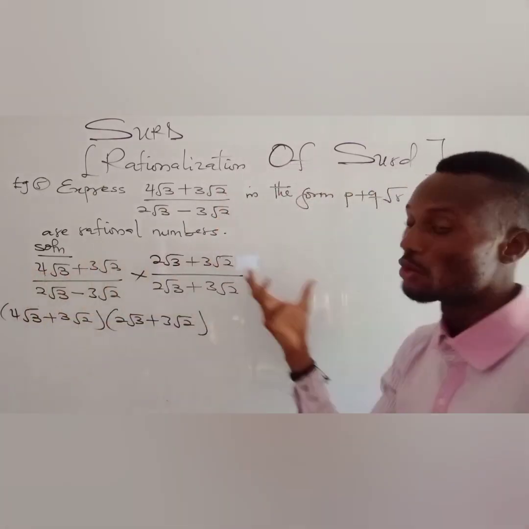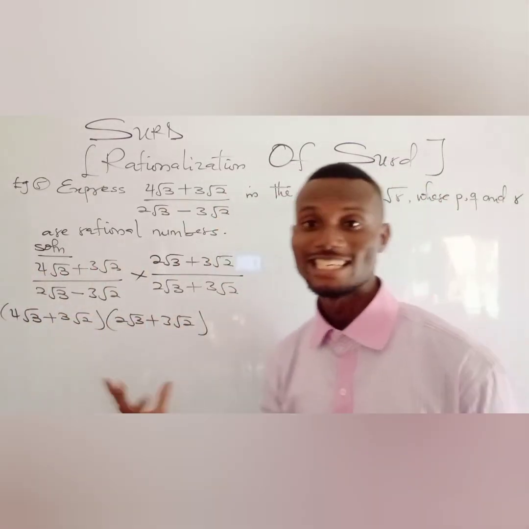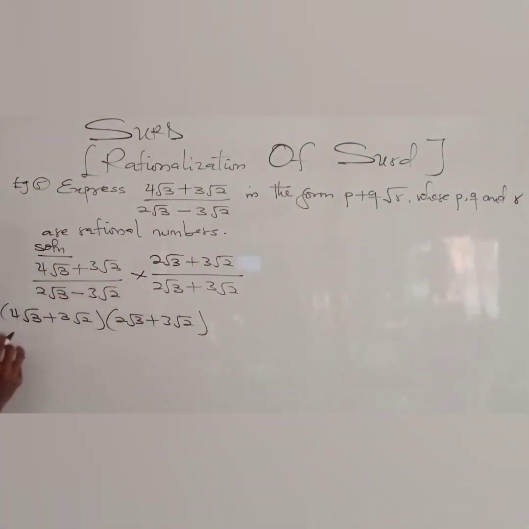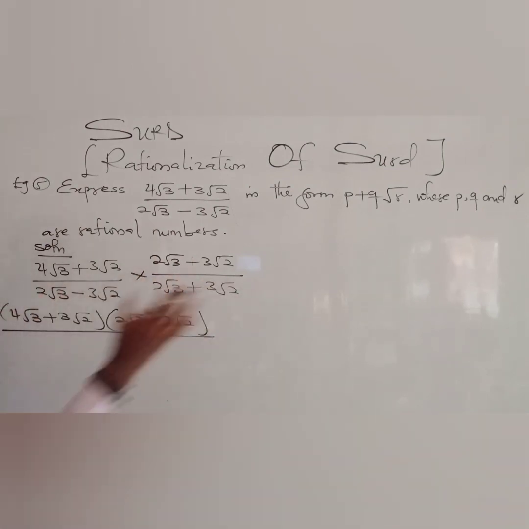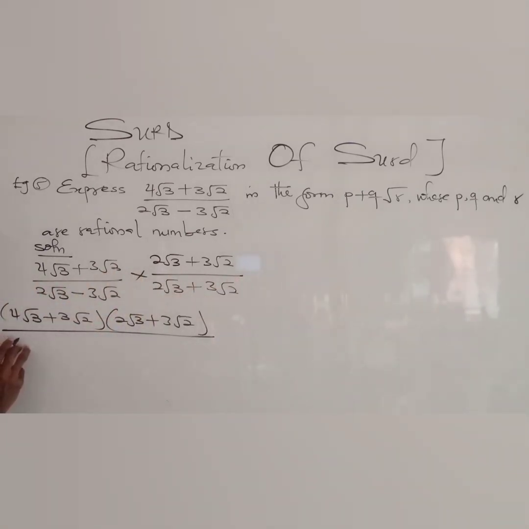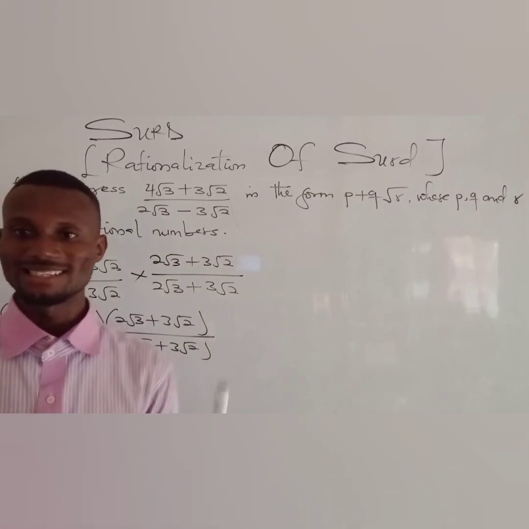So we are multiplying the numerators and we are going to multiply the denominators as well. So we've done the numerator, so let's go ahead and do the denominator as well. So this all over, then we are going to multiply the denominators as well. This term will multiply this term, so we put it into brackets. So it's going to be 2 root 3 minus 3 root 2, multiplying 2 root 3 plus 3 root 2. So you put it into brackets like this. I hope you understand up to this point.